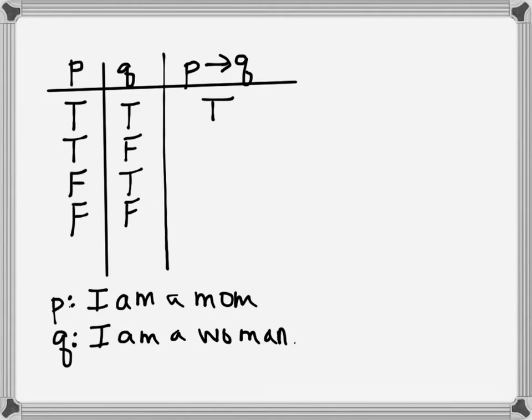How about the second one? The second one says, if I'm a mom, then I'm not a woman, because that's what the false there means, right? Is that possible? It's not possible. This is a false statement. If somebody came to you and said, "I'm a mom," and they were a mom, and then they said they're not a woman, that would be a little concerning, right? That is not biologically true.